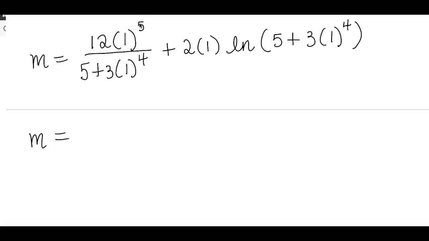So the first fraction will become 12 times 1 on the numerator. So that's just 12. Look at the denominator. We have 5 plus 3 times 1, right? So that's just going to be 8. And I'll have plus 2 times natural log of... now let's see what this will give us. Isn't that just 8? Okay, so that's just 8. So hey, I'm sorry, it's a little ugly, but that is a slope.